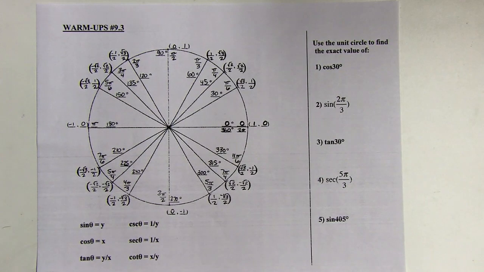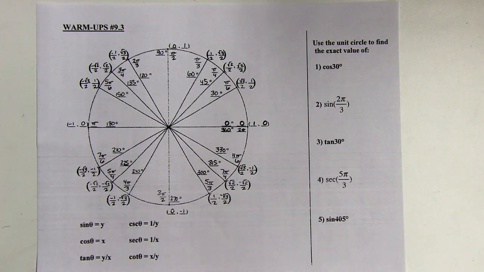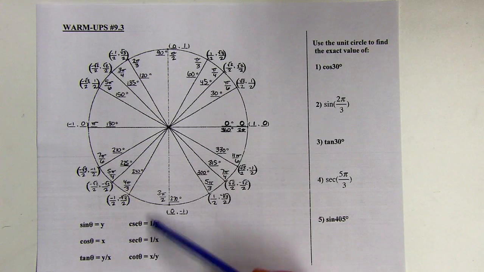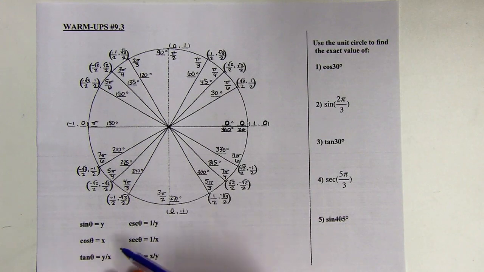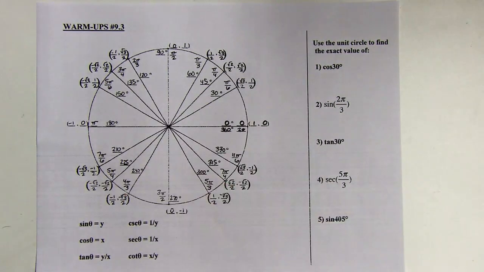Okay, here's warm-up 9.3. We're going to be using the unit circle here. I've got one printed on here that's all filled out. And we're going to be using these definitions of sine, cosine, tangent, and also the reciprocal functions that involve the x and y coordinates at these special places on the unit circle.